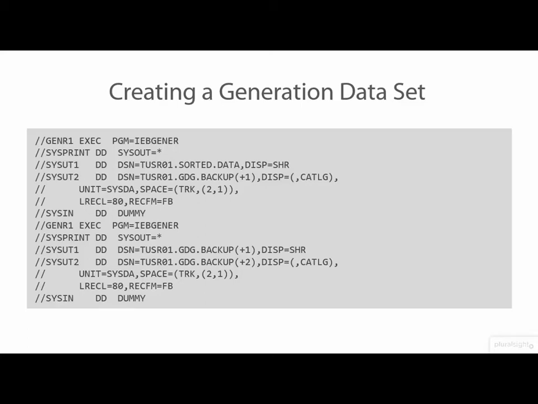Here's an example of a two-step IEBGENER job that is creating the backup generations, in this case with a +1 and a +2. Notice that in the first step, we take our data and we create a generation data set +1. In the second step, we take that generation that we just created, the +1, and now we are creating a +2 generation. So we are creating two brand new generation data sets from this two-step proc.